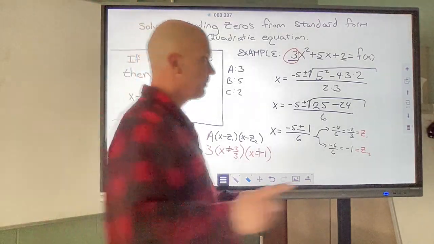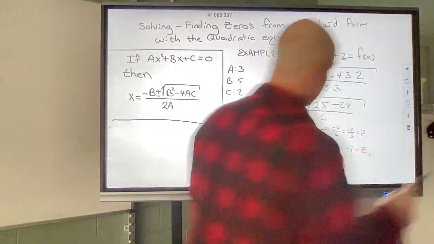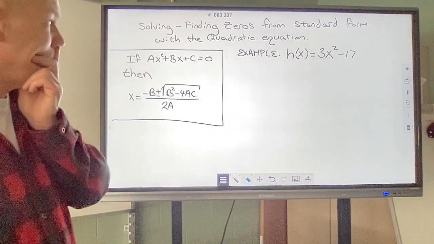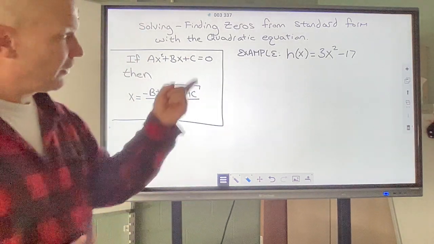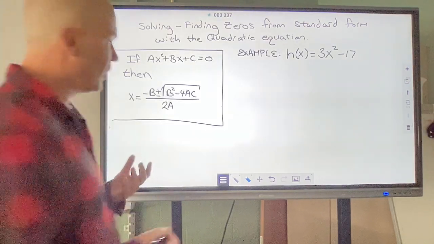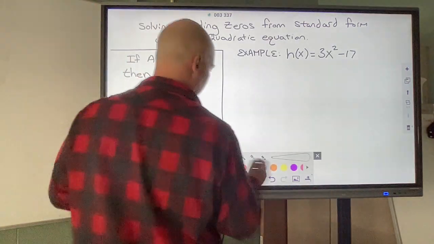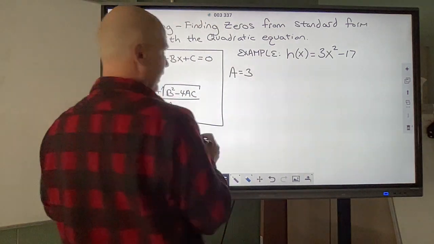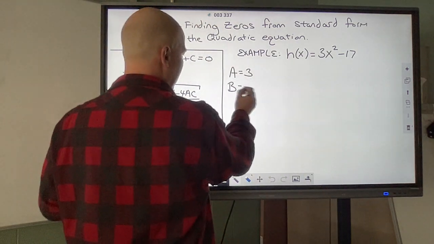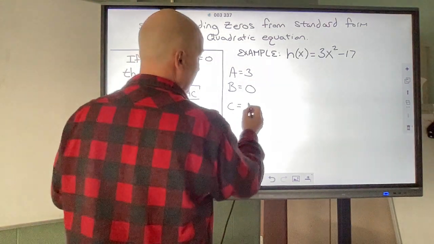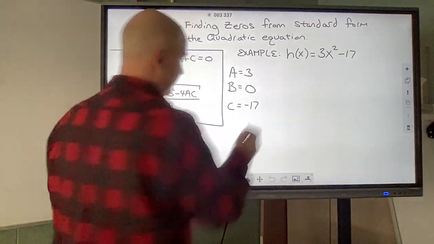We're going to do one more example. We have this equation here. This one's a little weird because there's no b. That's the weird part. And so if there's no b, what is the value of b? Well, a is 3 again. B, because there is no b, b is 0. And c is negative 17.